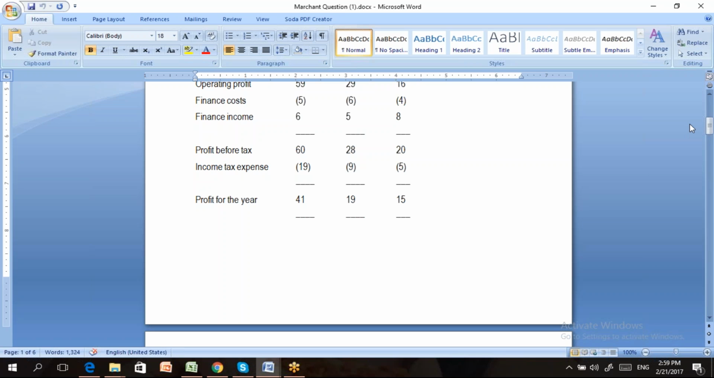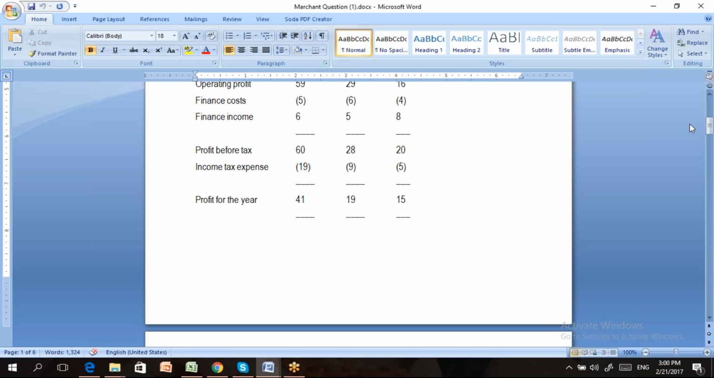So remember, in the consolidation, this profit is profit after tax. This must be split between the parent and the non-controlling interest. That we will do in a minute. But before that, now we must include the OCI.